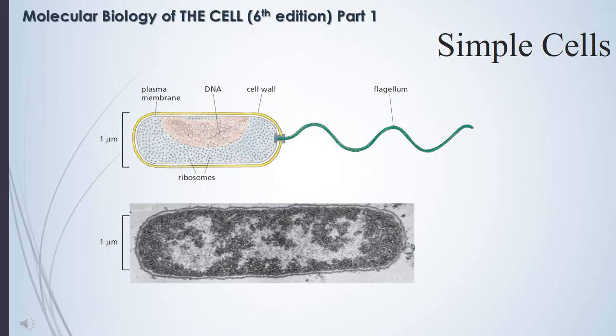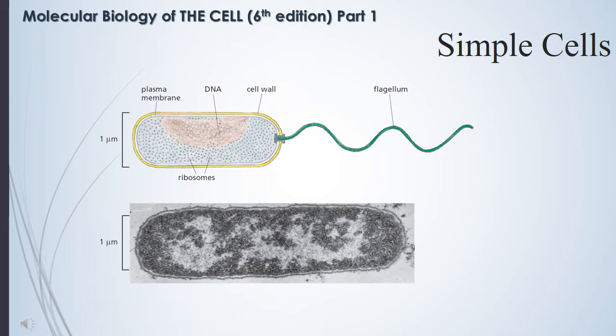So now let's look closely at what an E. coli would look like. E. coli is a simple cell. It has DNA, it has a plasma membrane, a cell wall, a structure that our cells lack, and ribosomes. Basically, it has everything that it needs to replicate. And of course, it has a flagella that it uses to move.